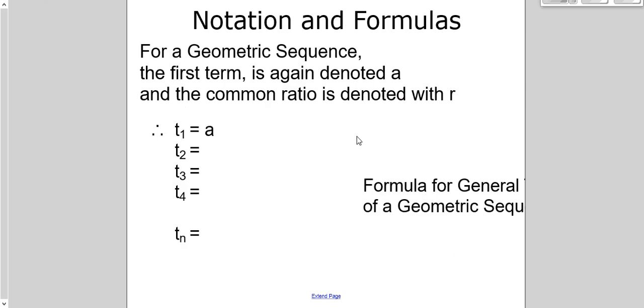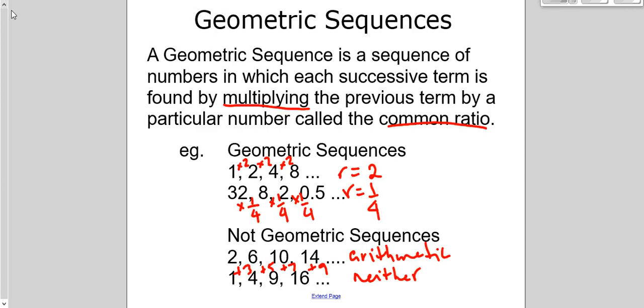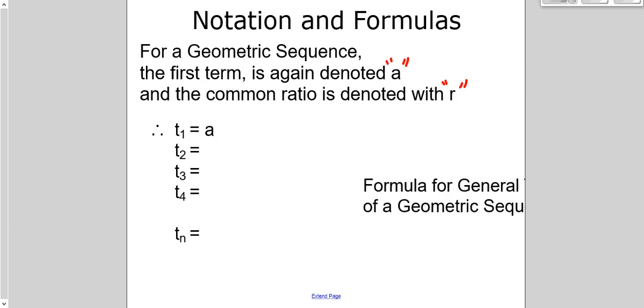So just like before, we're going to talk about some notation and formulas. Our first term is still going to be that A value, but now your common ratio is going to be R. So difference was D, ratio is R. I think that kind of makes sense. So our first term would be A, and then let me grab this 1, 2, 4, 8. Our second term is 2, our third term is 4, our fourth term is 8, and so on.